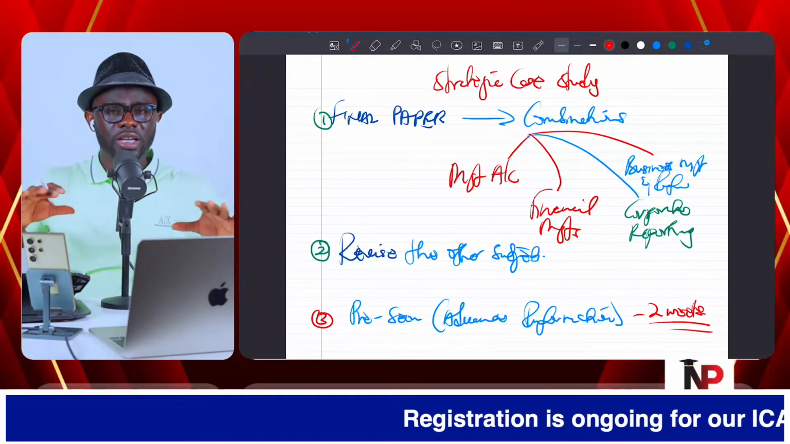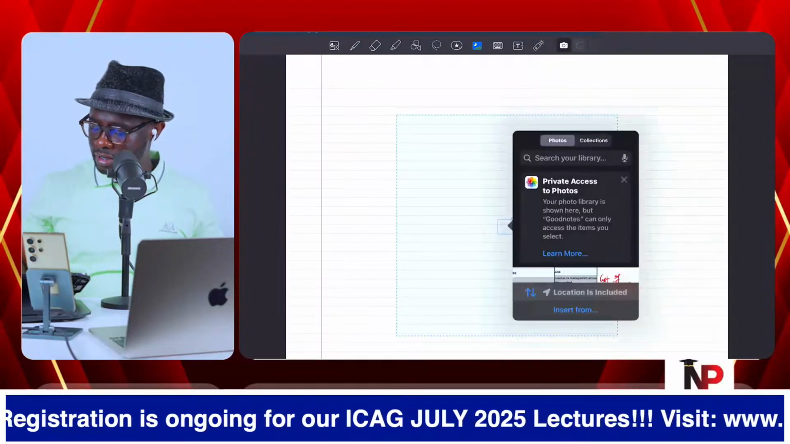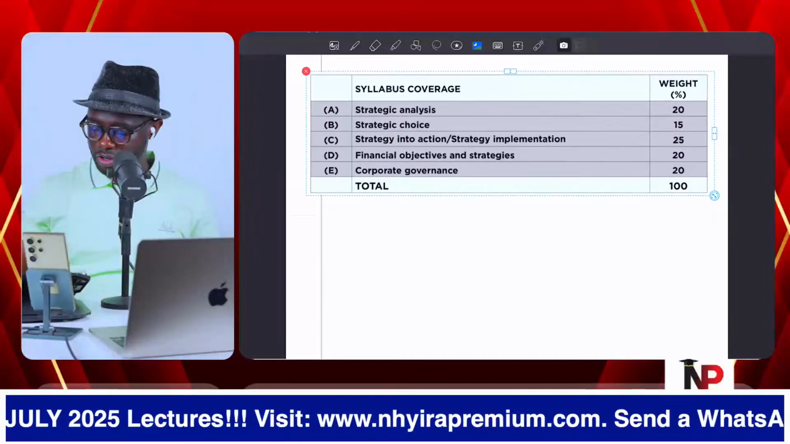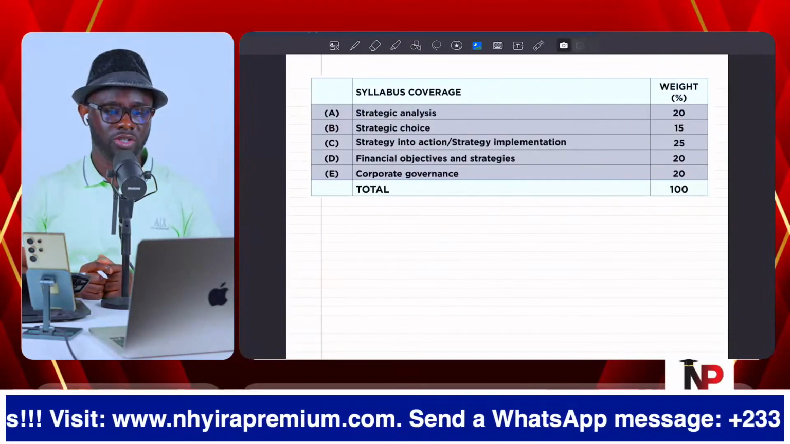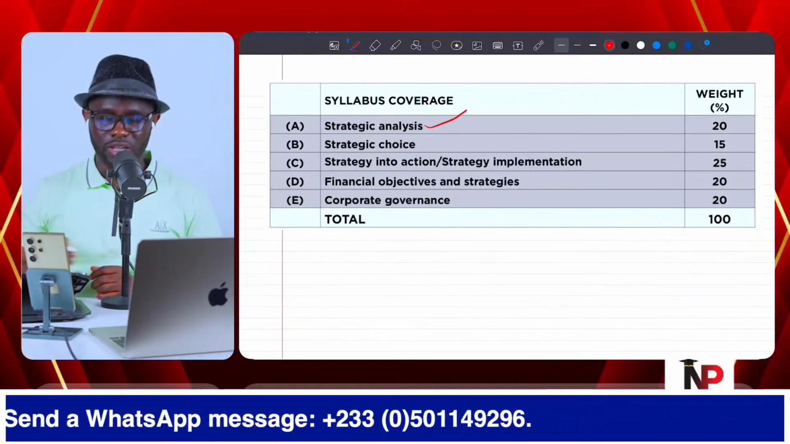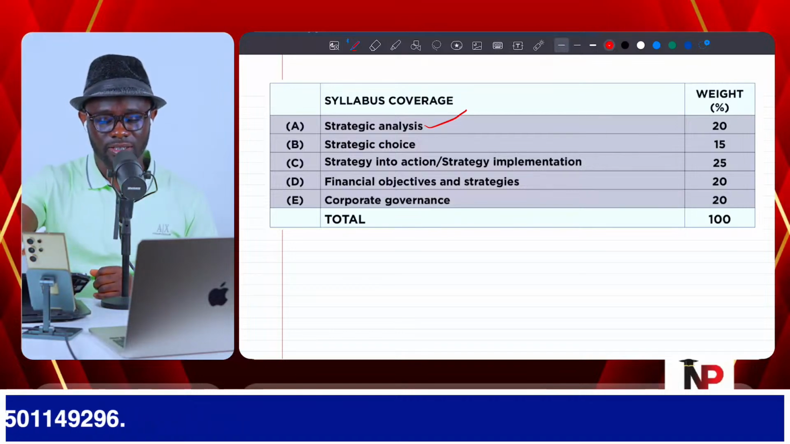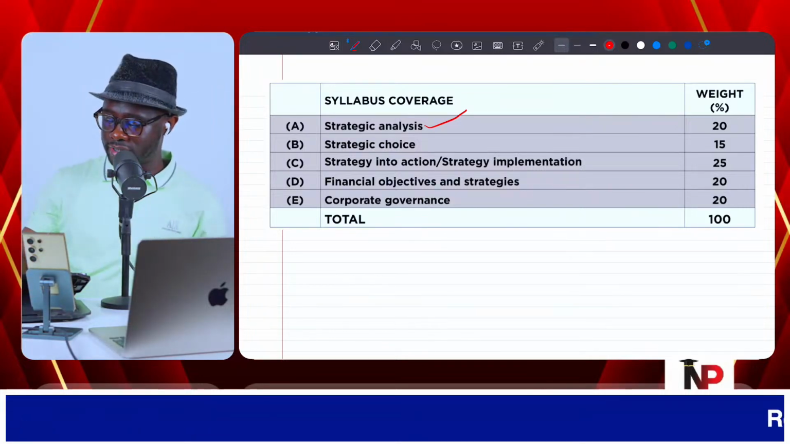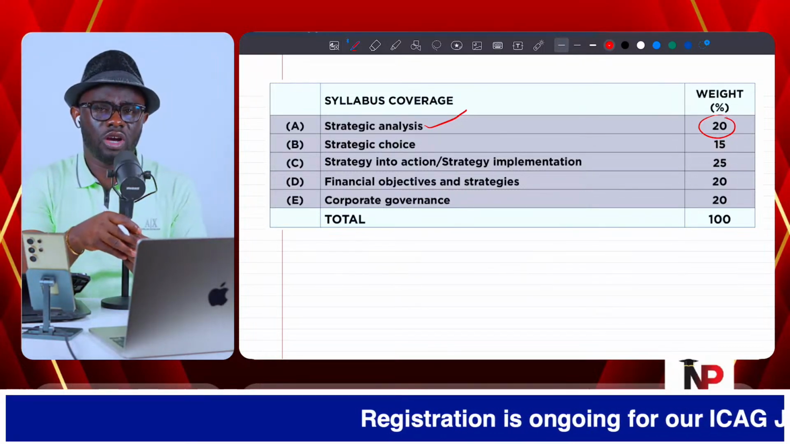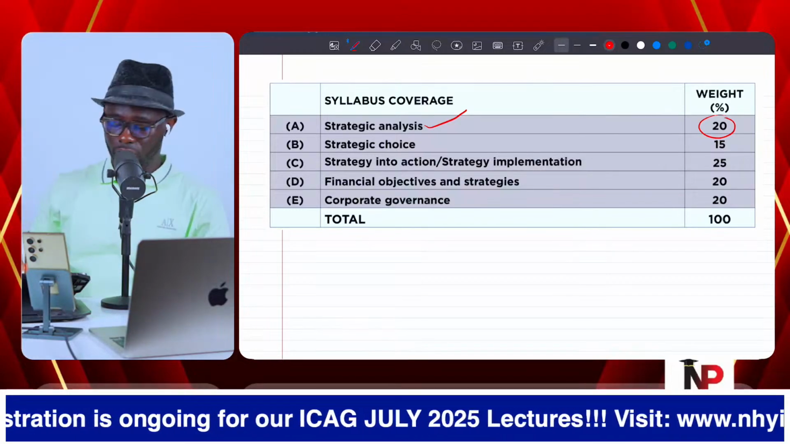But what is the breakdown of the syllabus? The case study syllabus is also divided into 5 major categories. The first category is strategy analysis. Now, this is a 20 marks area, a very huge area. There are a lot of things that we need to look out for here, as well as a couple of models that you need to be mindful of.